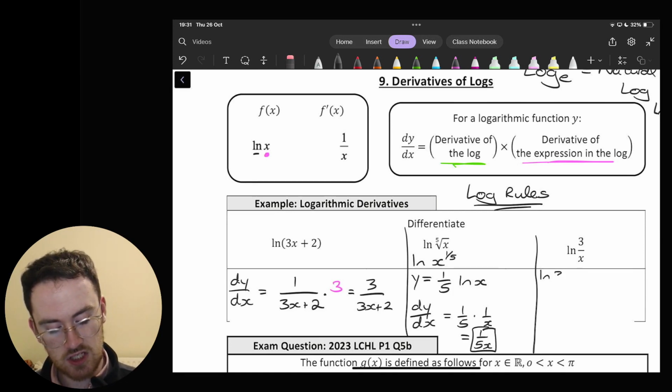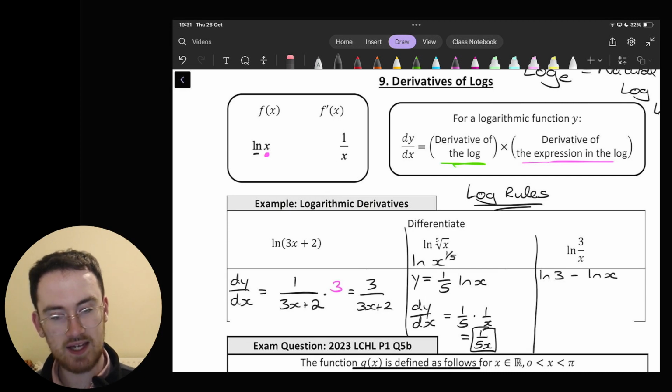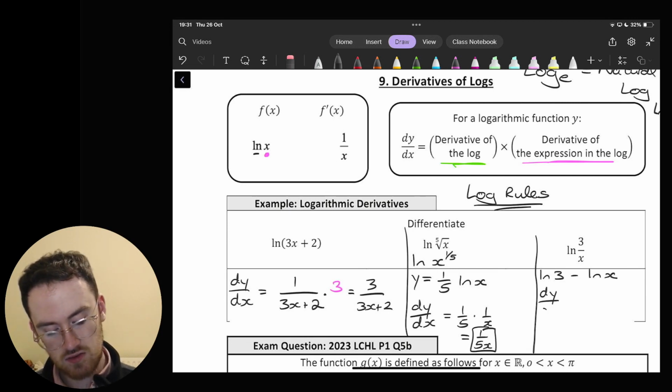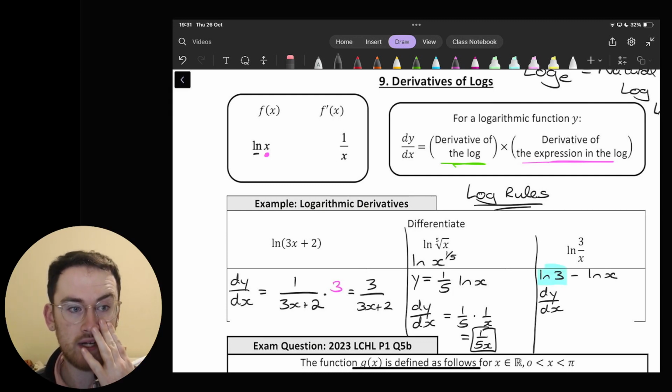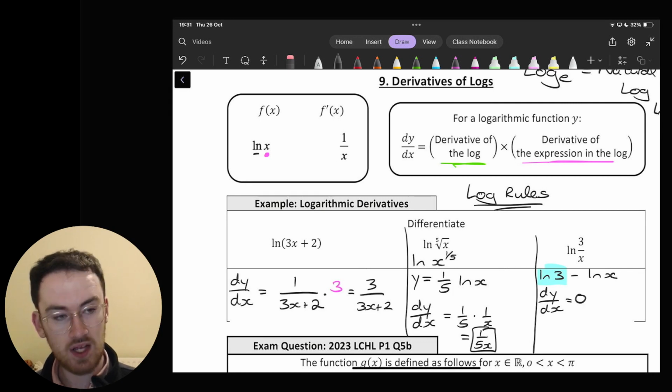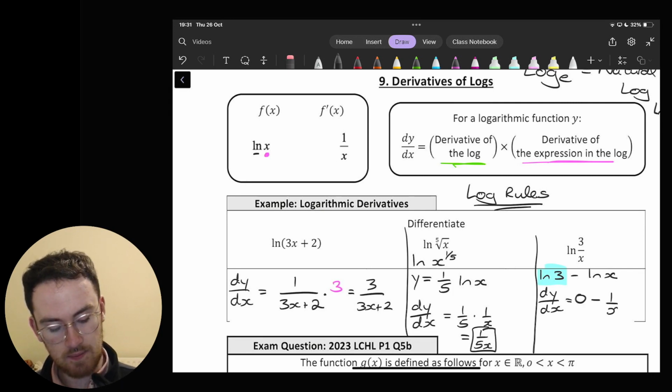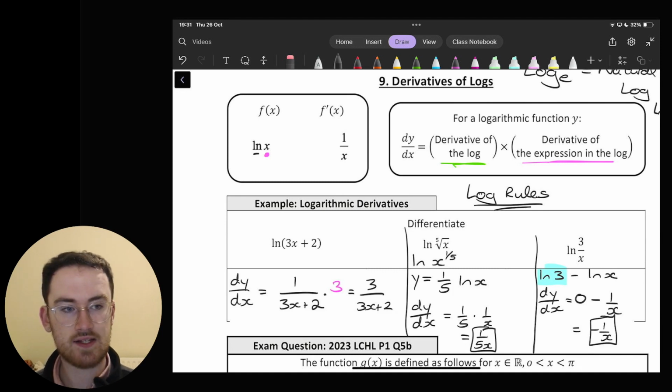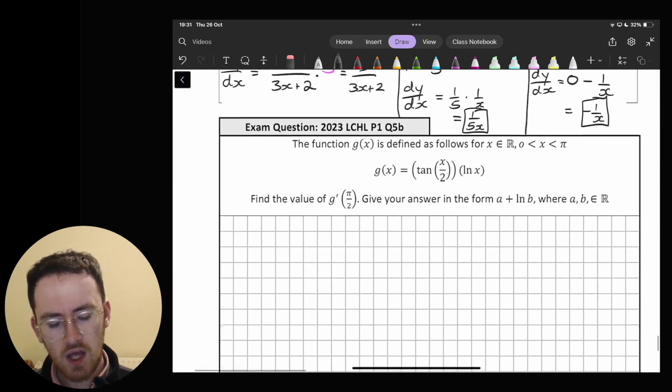The same thing can be said for this next one. Using my log rules, I can actually split that up as ln of 3 minus ln of x. And if I find the derivative, as I've said already, ln of 3 is actually a number. So when I differentiate it, that's just going to go to 0. ln of x goes to 1 over x, so I get minus 1 over x. And that's just my answer, minus 1 over x. So making use of our log rules really helps us here to simplify these derivatives. I think in some of the examples there I have done it out the full way without making use of the log rules, but we can see here how much simpler it is if we just make use of our log rules.